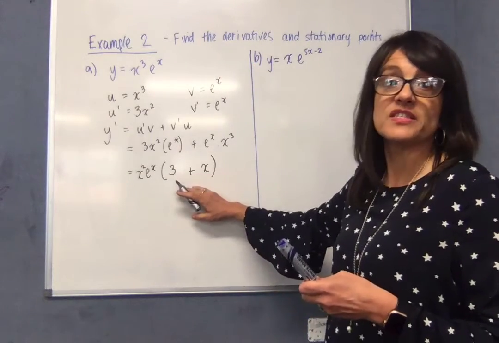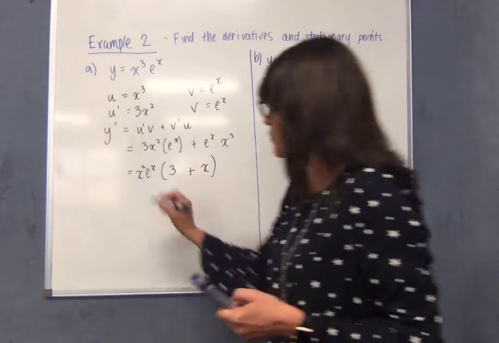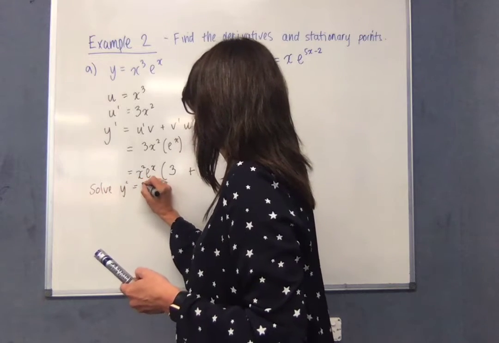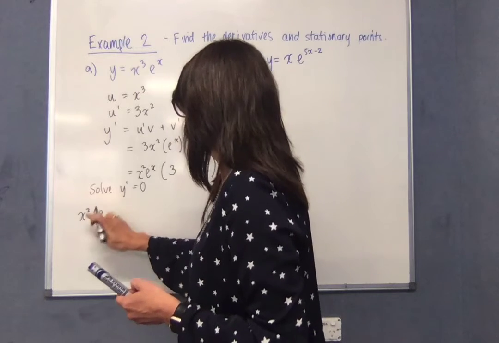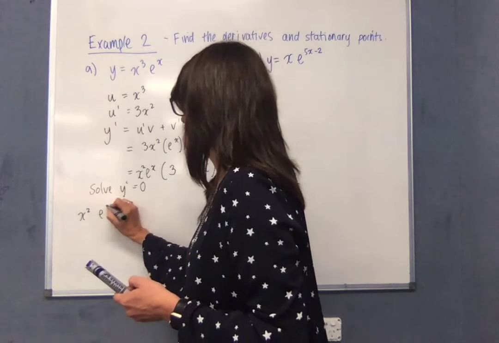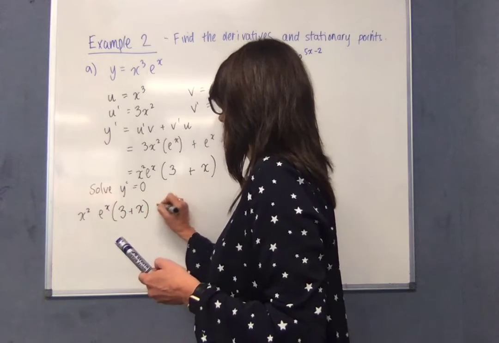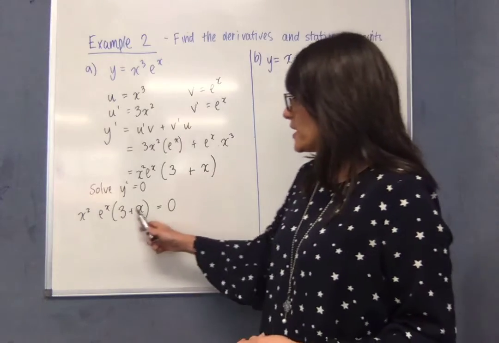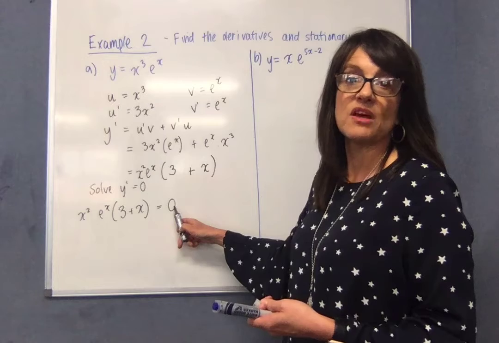Now we need to find the stationary point. Remember, to do that we solve the first derivative equal to 0. So solve y dash equals 0. So we've got x squared times e to the x outside of (3 plus x) equal to 0.